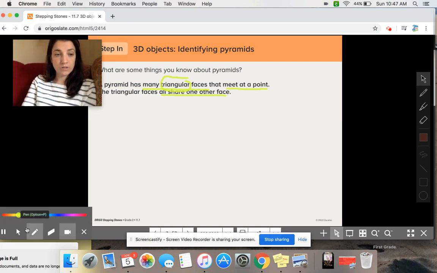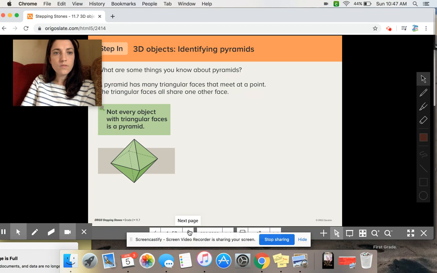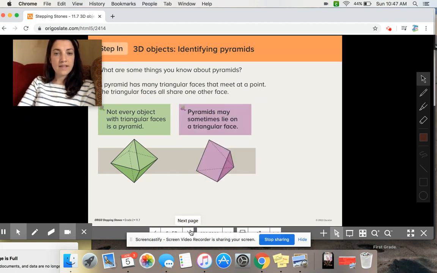Okay, so now we're going to look at some and talk about whether they're pyramids or not. Not every object with triangular faces is a pyramid. Just because there's a triangular face, you can't say, oh, it's a pyramid. Remember, they have to start at the same face and they have to all go to the same point. Now, pyramids may sometimes lie on a triangular face. So this right here is a pyramid because it's lying on the triangular face.